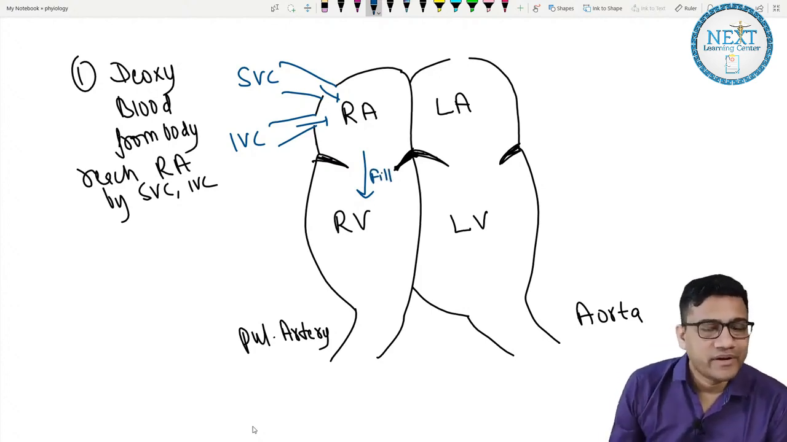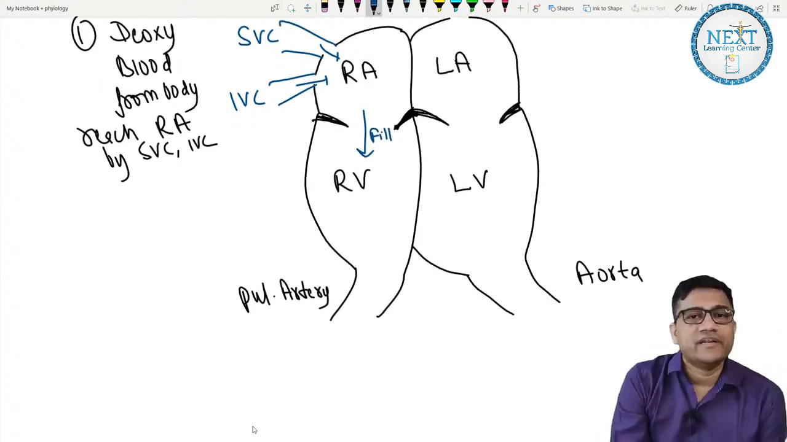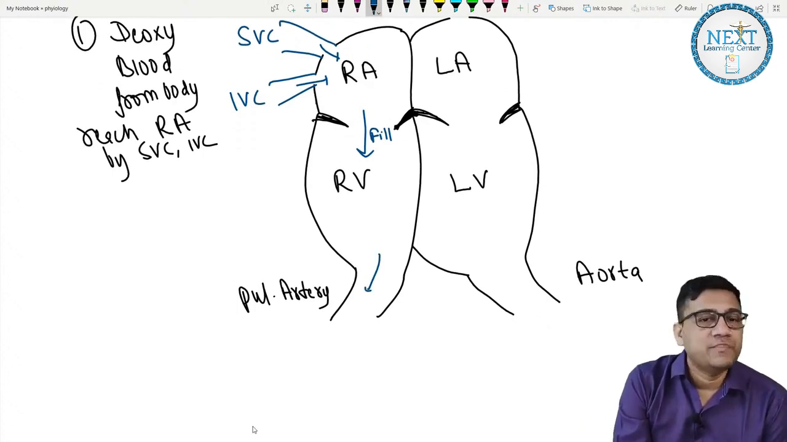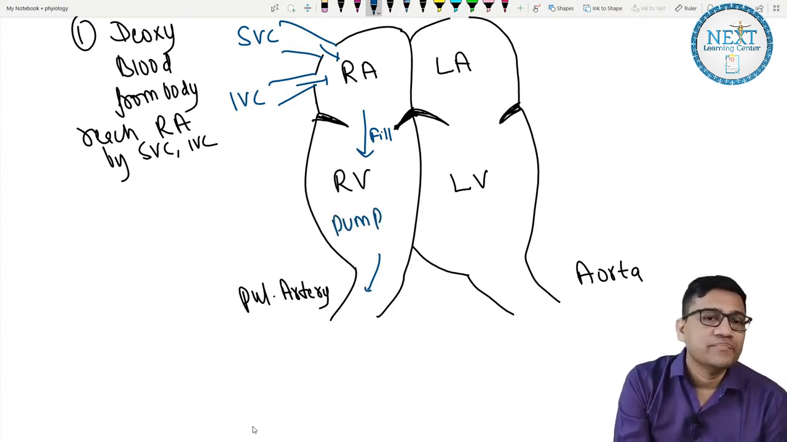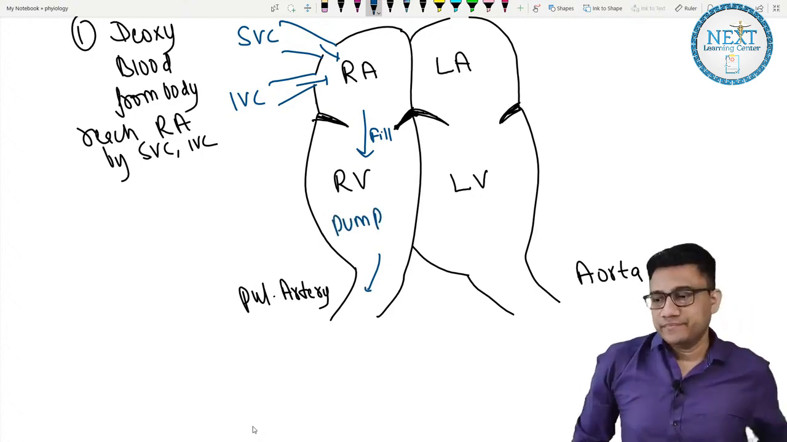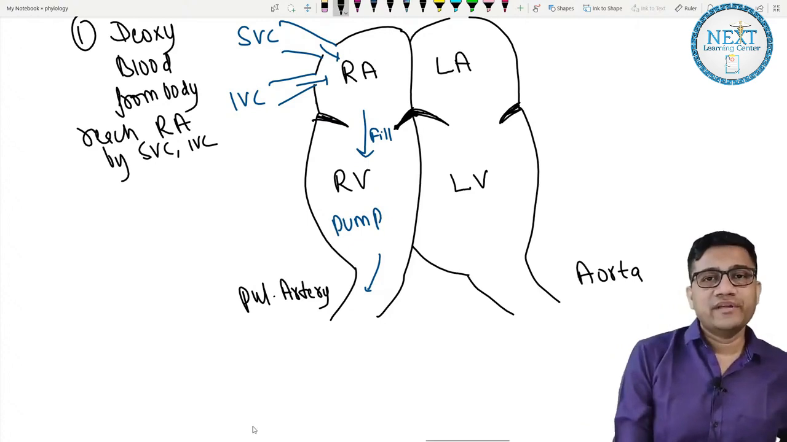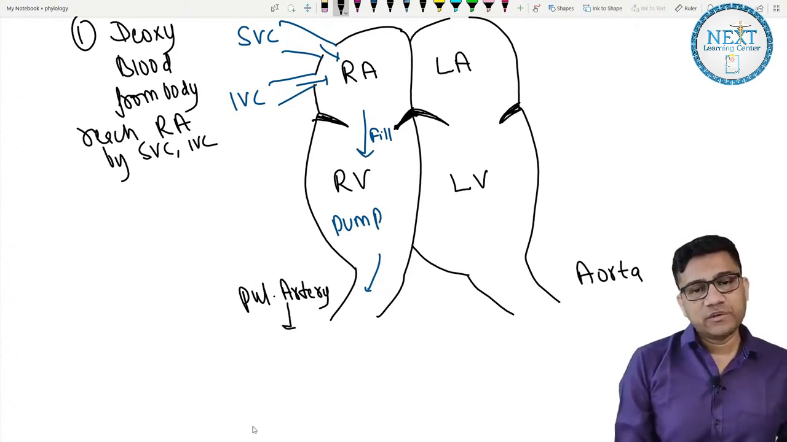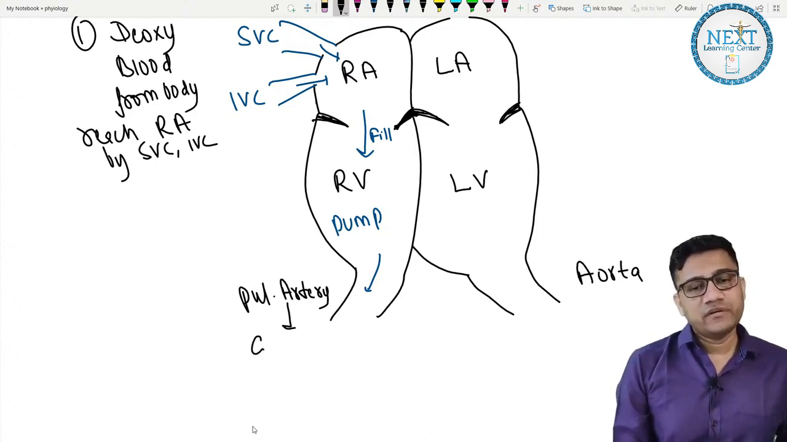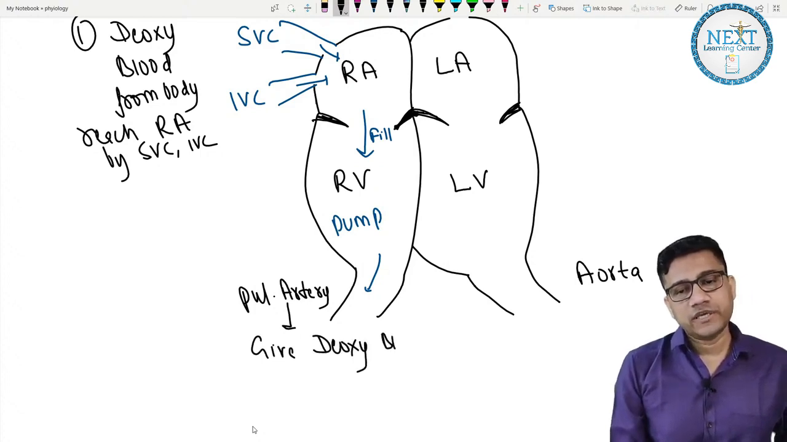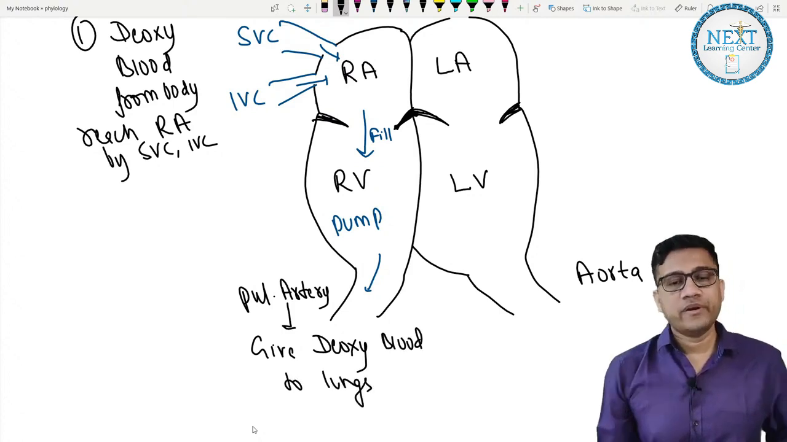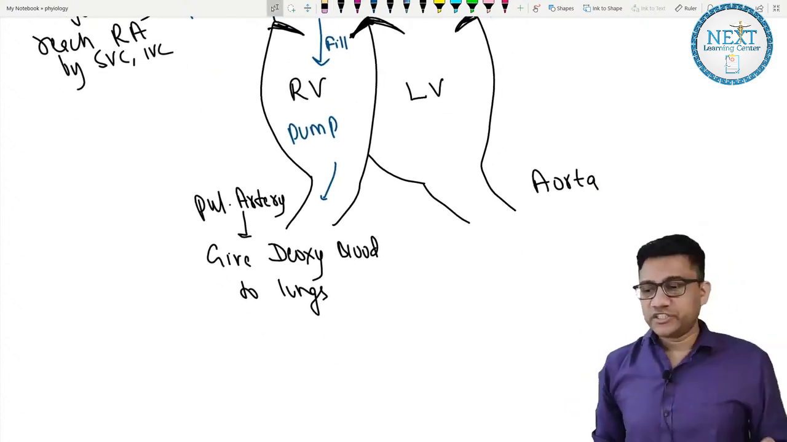Are you clear? Then the right ventricle will pump this blood in systole to the pulmonary artery. Now the pulmonary artery will take the deoxy blood and supply it to the lungs. So deoxy blood reaches the lungs.